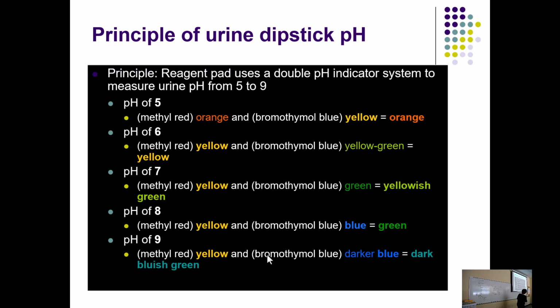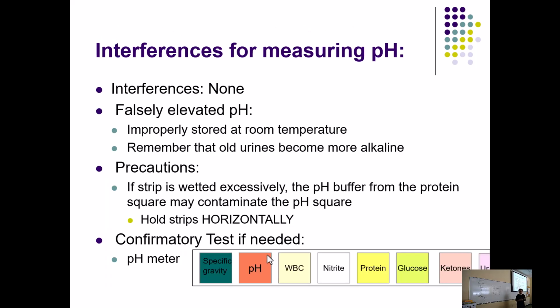I'm not going to read them all, you can read through them. pH of 9, the methyl red becomes yellow, the bromthymol blue becomes a dark blue, and so you end up having this dark blue green at a 9. So it's these two indicators that both change color depending on the pH, and therefore we get this nice range all the way from orange to yellow to green to blue. So it's a double pH indicator is our methodology. You'll see that written out in places, you'll have to write that out. It's a double pH indicator.